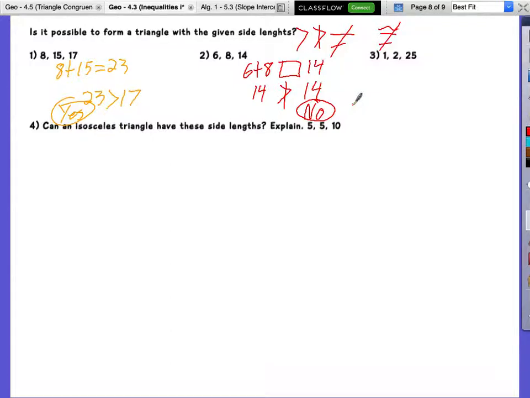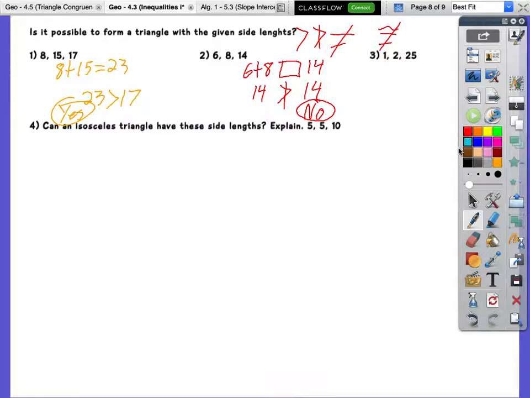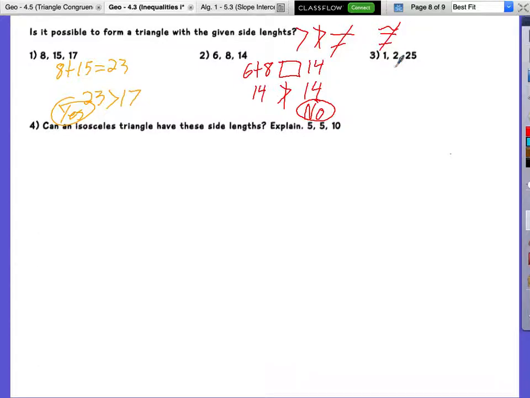Can I get a volunteer to tell me how to do this one? Sophie, how do we set this up? Okay, so first extract everything, get everything ready, and then add 1 and 2. And 3. Guys, listen up. This is very rude to Sophie right now. She's explaining this. Thank you. And you get 3, and then you realize that 3 is smaller than 25, and then it's not a triangle.